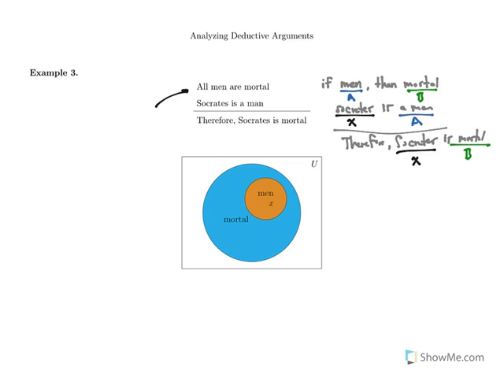This is a universal affirmative. And since Socrates is a man, he has to be inside that circle with men. So therefore, we know that Socrates is mortal because the X is inside of the big circle as well. All right, so this argument checks out. It makes sense logically. We're all good to go. We're going to see some arguments that don't check out in a little bit here.